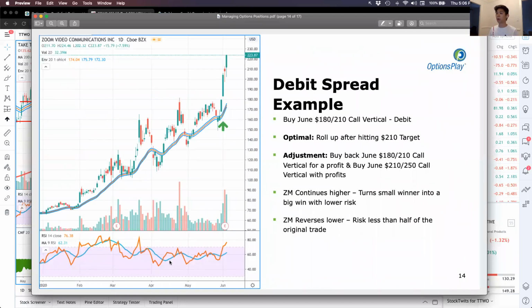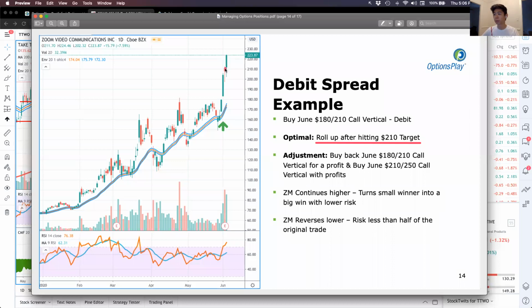So the next example I want to give you is Zoom, right? This is a trade that we recently made. We bought the 180-210 call spread on Monday morning. It opened up at 183. I posted this trade when it was trading around 180. It opened up about $3 higher, but in 2 days, it shot up from 183 to 210, basically hitting our target within 2 days. Significantly faster than I had expected, but it did happen. So the optimal thing is to simply roll this particular trade after it hits that 210 target.